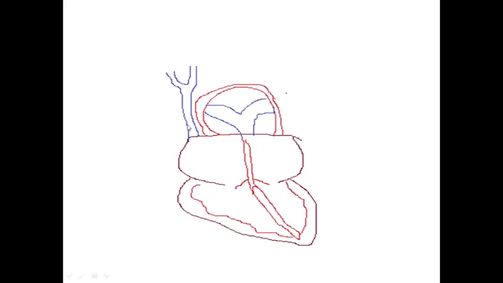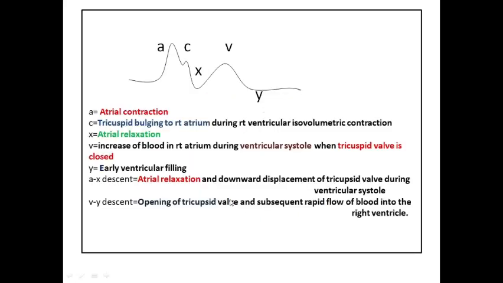The ventricle completely passes blood to the pulmonary artery. Now the tricuspid valve opens, and the blood present in the right atrium flows to the right ventricle. The initial filling of the ventricle produces the Y descent. Okay, we will discuss all these things.